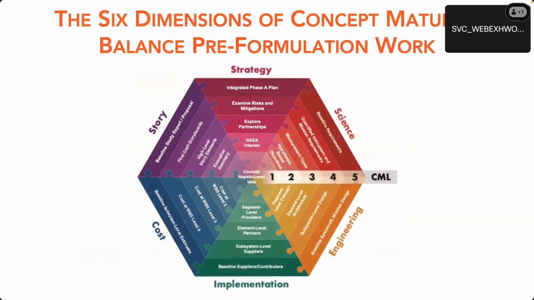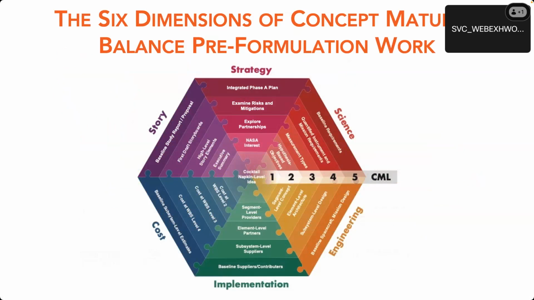The other aspect of the concept maturity levels is that there are six dimensions, not two, not just science and engineering, but six. One of the reasons why we're intentional about including the community is because story and strategy are part of what we do to mature a concept. It's not just the engineering, it's not just the science, it's also the implementation. We want to think about how we are going to actually execute this. How are we going to involve our foreign partners early? How are we going to involve industry early? We don't want to wait. We want to have everybody in the mix here in pre-formulation so we get it right.